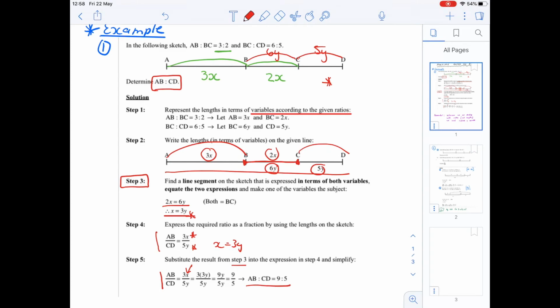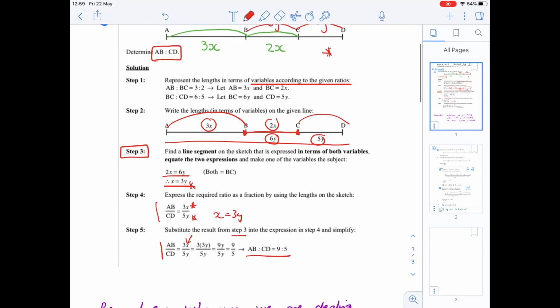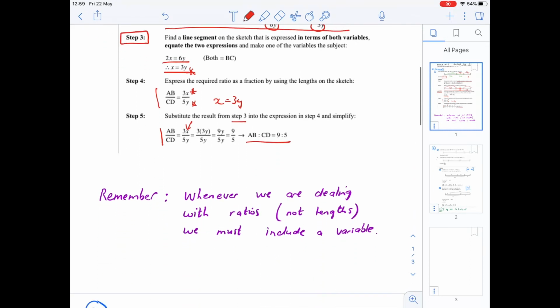So essentially what we're doing is we're writing the ratios in terms of different variables, x and y. Then we find an expression where we can express either x in terms of y or y in terms of x. And then once we're working with one variable, they're all in terms of one variable, we can go and look for any ratio and any length that is required. Okay, let's have a look at a second example.